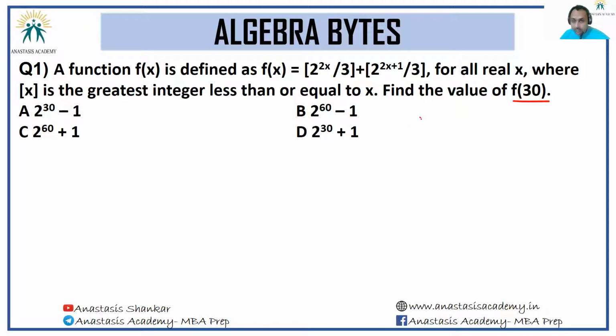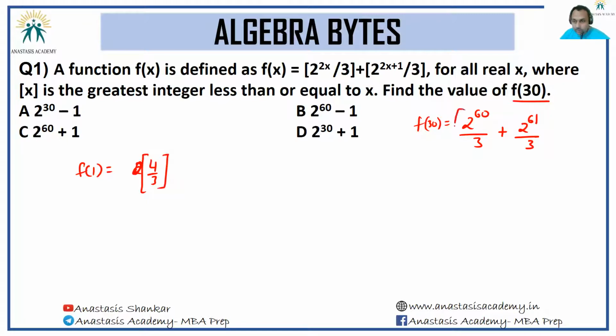So effectively we are looking for f(30), which is going to be equal to 2 raised to the power 60 by 3 plus 2 raised to the power 61 by 3. Hopefully you are able to infer that, given that we have to deal with very large numbers, 2 raised to the power 60 is a very large number, we don't really have to work here. We have to work with smaller numbers, identify a pattern, and then get to a result. So let us try and identify f(1). f(1) would be equal to 4 by 3.